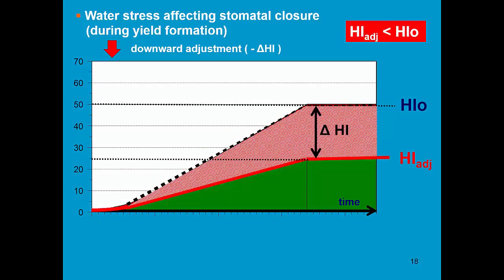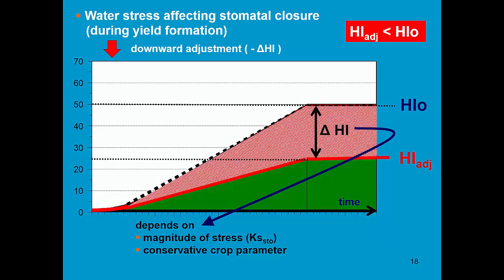However, when during the yield formation water stress affects stomatal closure, less CO2 can be taken up, less carbohydrates can be produced, and as such there is less material to fill the grains, and this results in a decline of the harvest index. Once again, the reduction in the harvest index depends on the magnitude of the stress and the crop type, which is described by conservative crop parameters.